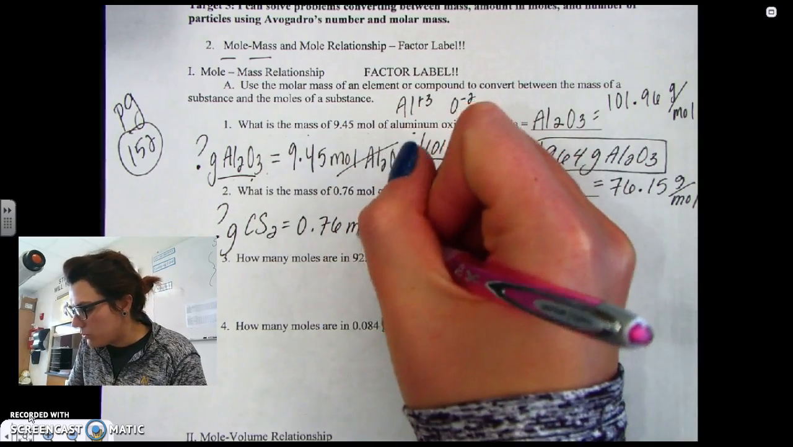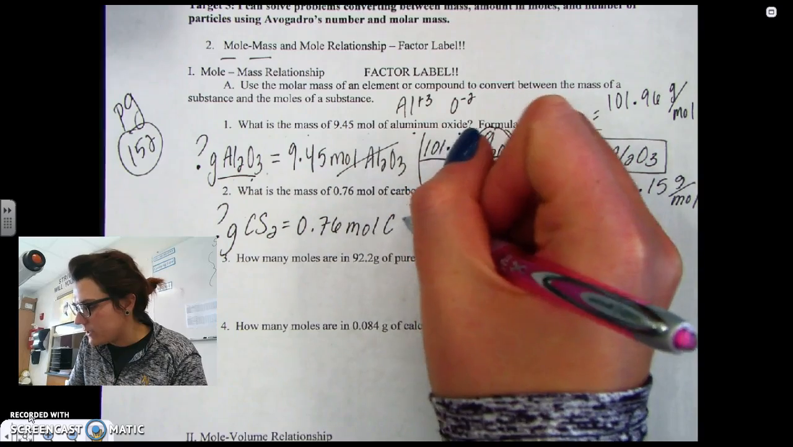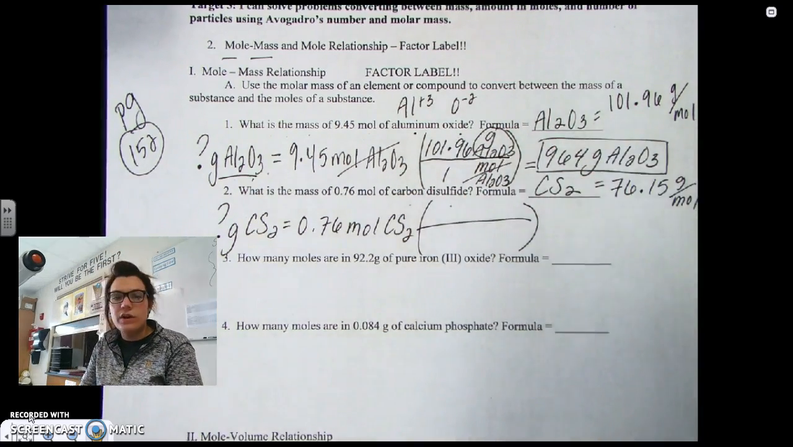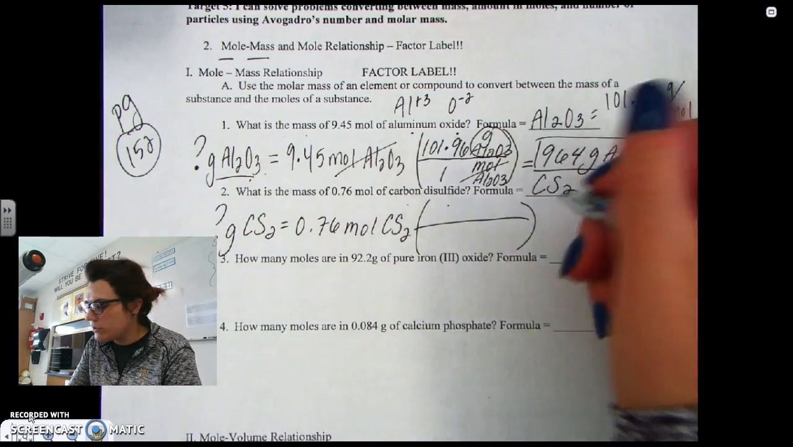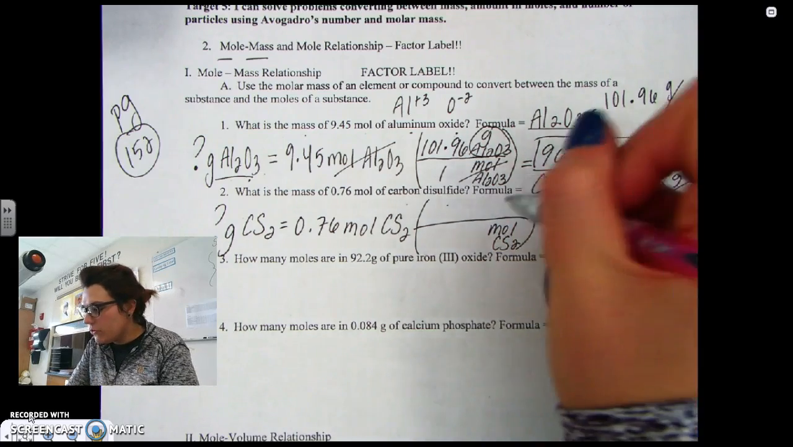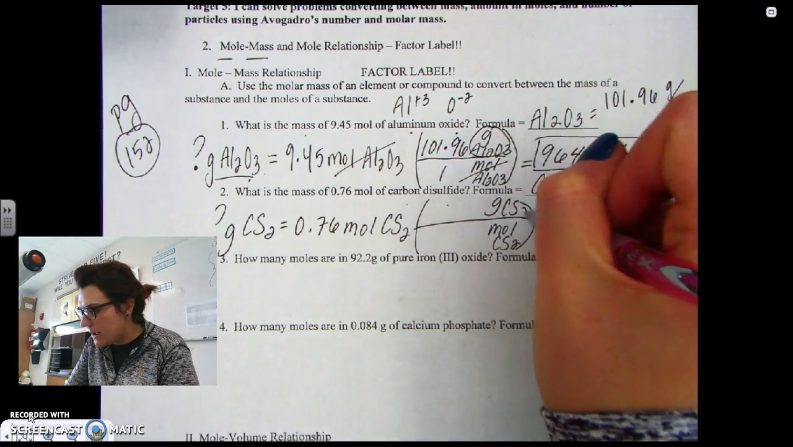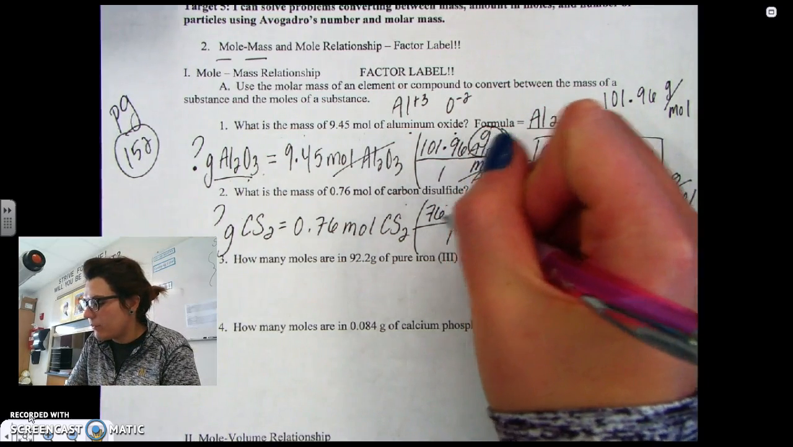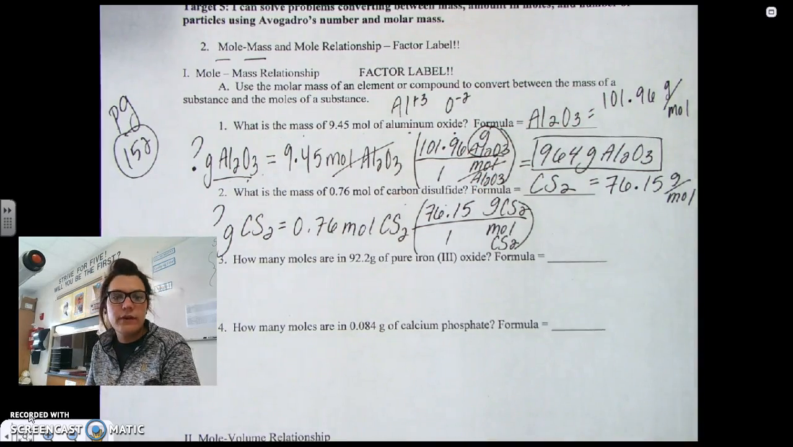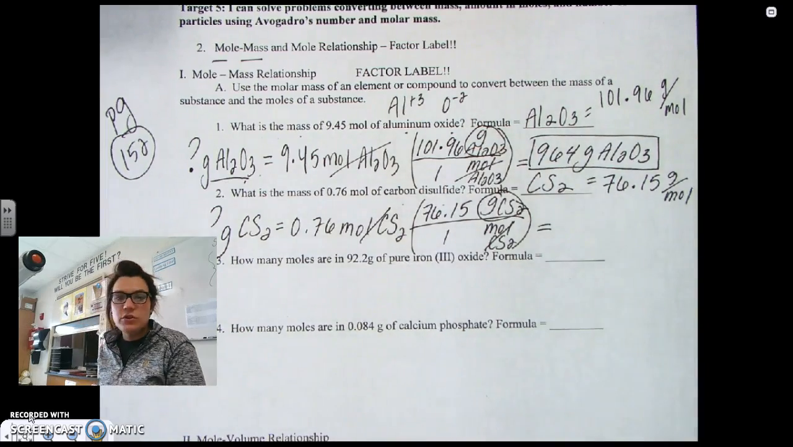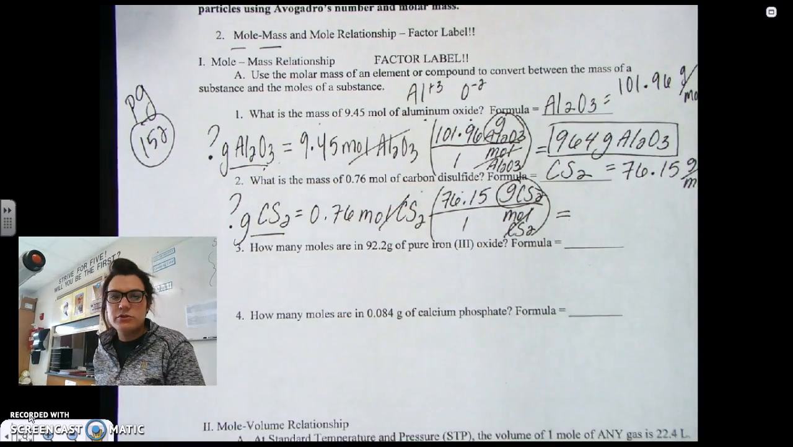0.76 moles of carbon disulfide. Now I'm going to set the conversion up. What am I canceling? Moles. So moles is going to go in the bottom. What do I want? Grams. So grams goes in the top. And for every 1 mole, how much will carbon disulfide weigh? Carbon disulfide will weigh 76.15 grams. And so moles cancels. I'm left with this unit that I want, that was my original question mark.